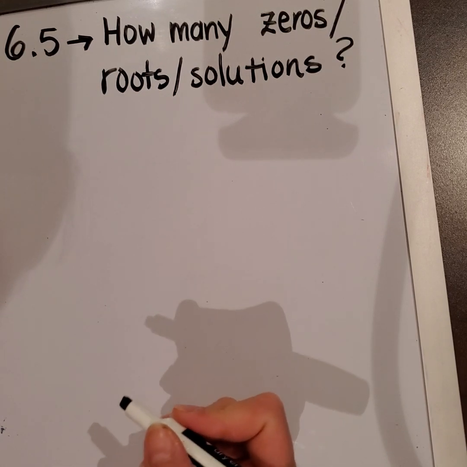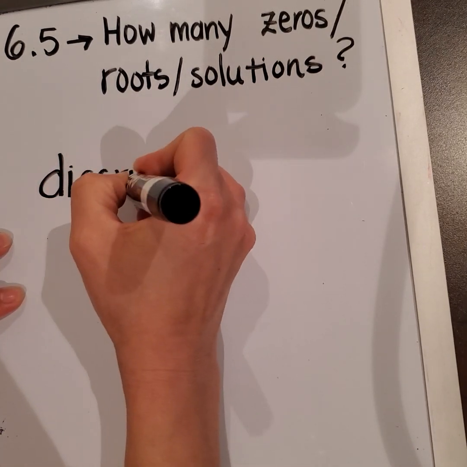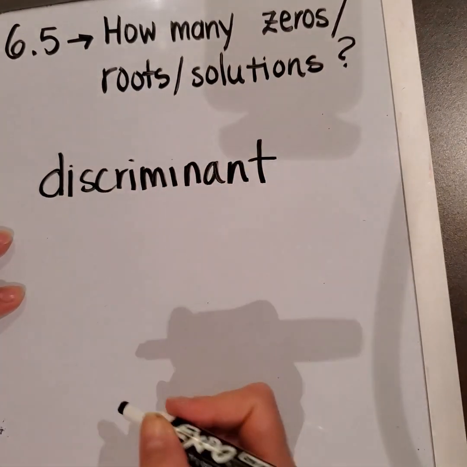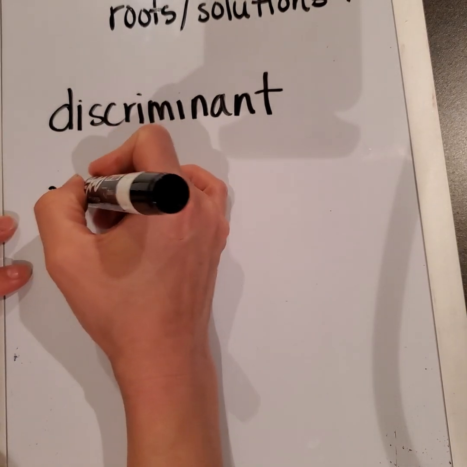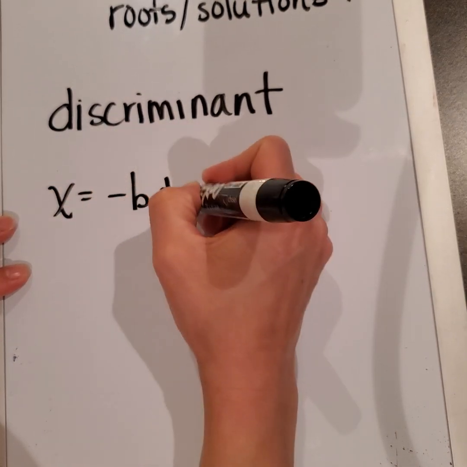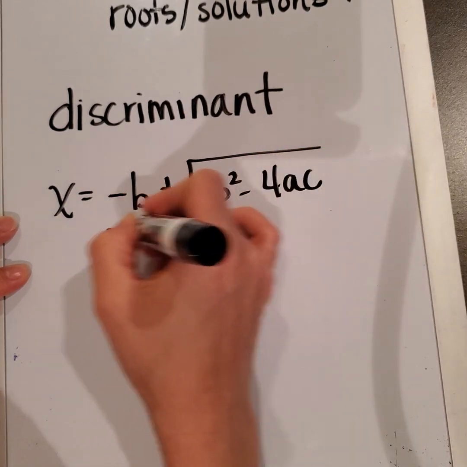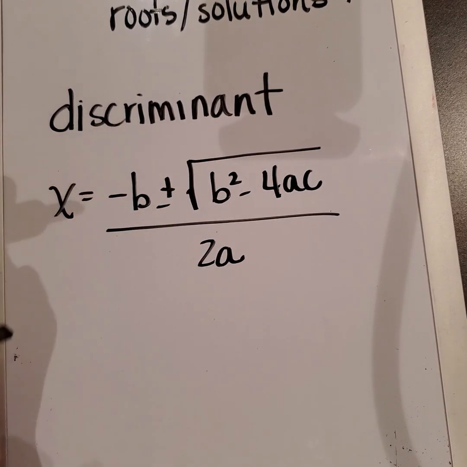So let's start by talking about this. The discriminant. Okay, the discriminant comes from the quadratic formula. So I'm just going to write the whole thing out. We know that the quadratic formula is minus b plus or minus the square root of b squared minus 4ac all over 2a. Okay, that entire thing is the quadratic formula that is used to solve a quadratic equation.